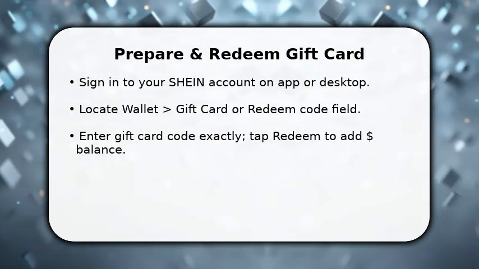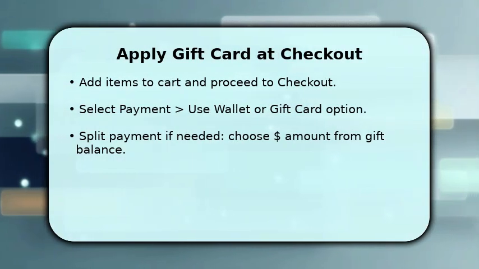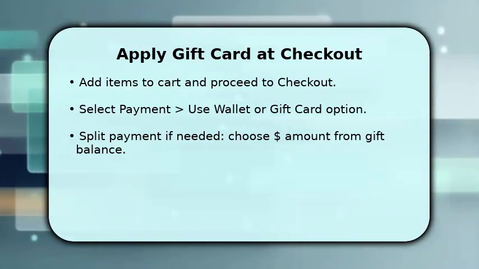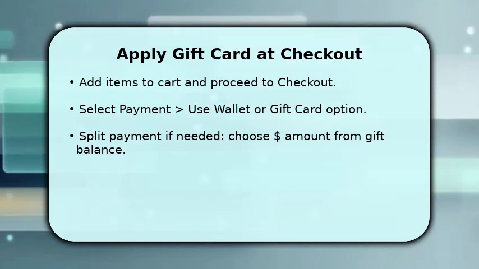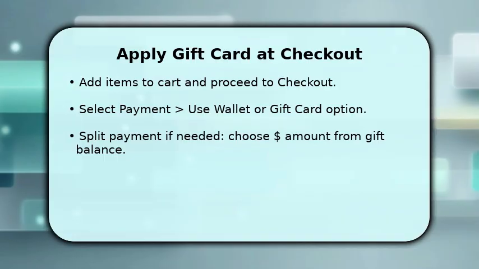You now add items to your cart and proceed to checkout. Once on the payment page, choose Payment, then select Use Wallet or Gift Card as the funding source. Some screens label it as Shein Balance. If your order exceeds the card value, split payment by selecting how much of the gift balance to apply and choose a second payment method for the remainder.